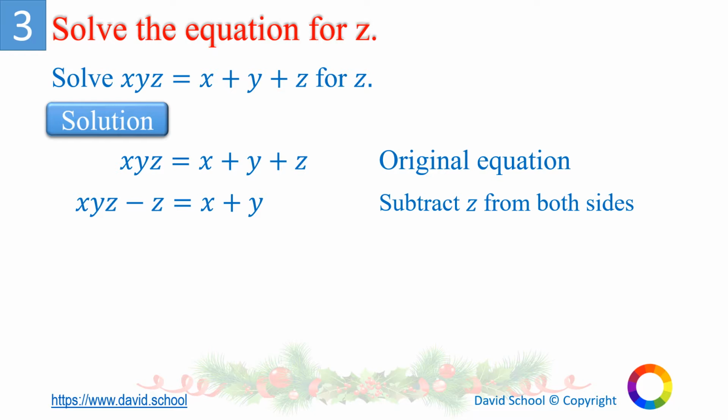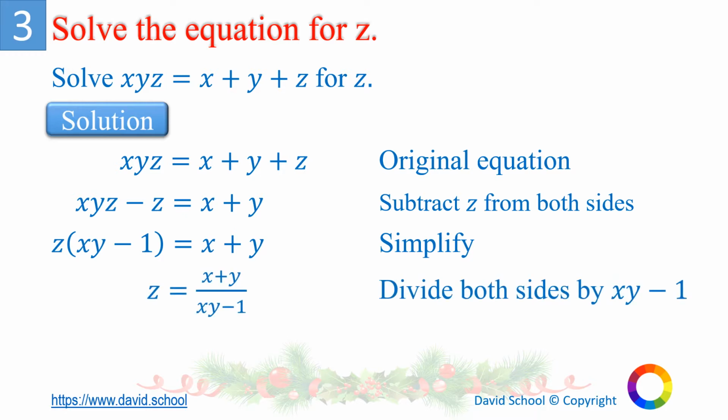Then we get xyz minus z equals x plus y. Now we factor z on the left side. We get z times xy minus 1 equals x plus y. Then we divide both sides by xy minus 1. We get z equals x plus y over xy minus 1. This is the required equation.